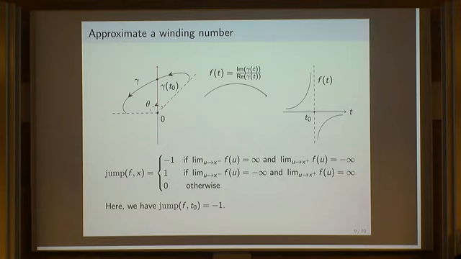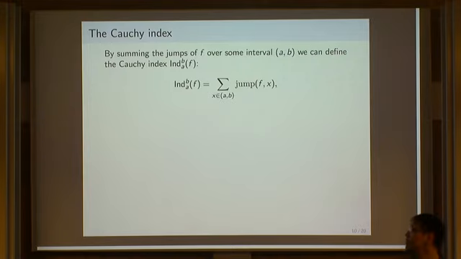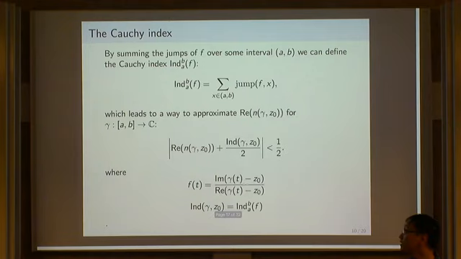By summing up those jumps, we can define the Cauchy index. And we can formulate our previous intuition into an inequality, where we can approximate the real part of a winding number using some Cauchy index, like this.